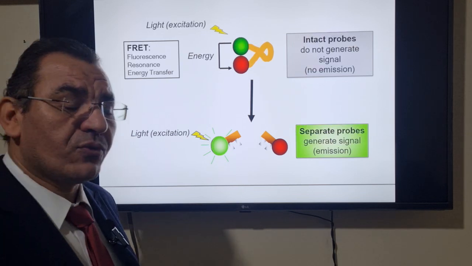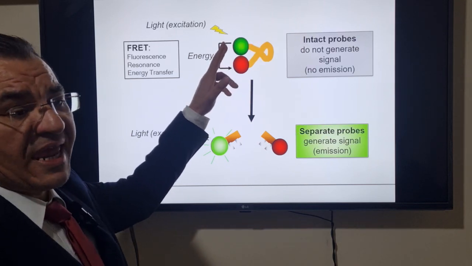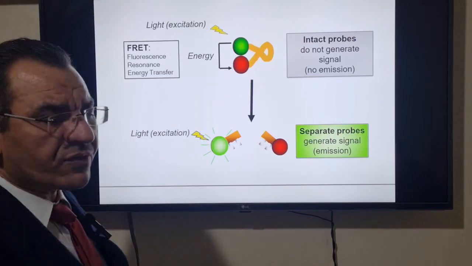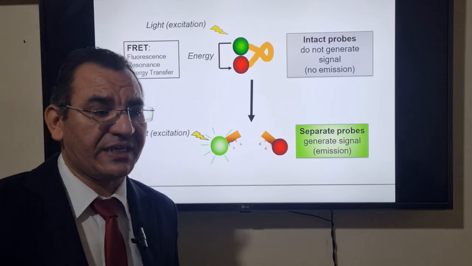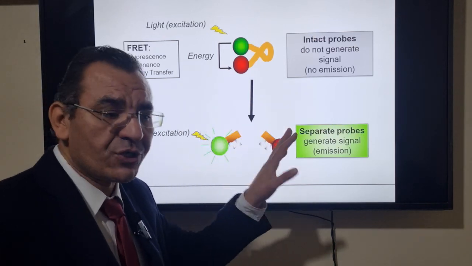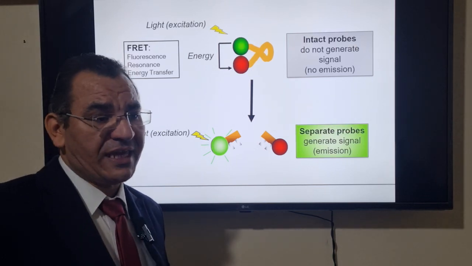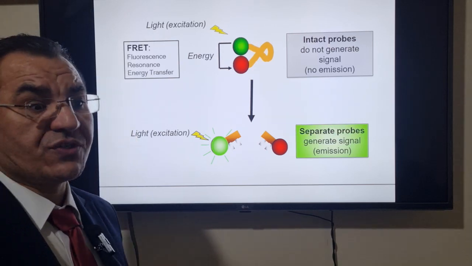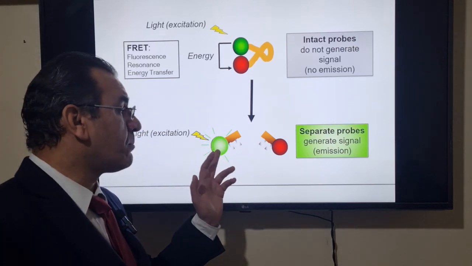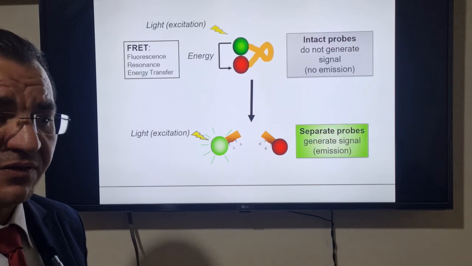In the 5' nuclease assay, the excitation light hits the reporter fluorescent dye, and this generates energy that is absorbed by the quencher, what is so-called fluorescence resonance energy transfer, FRET. In the intact probe, there is no generation of signal, no emission, and nothing is reported. When we have 5' nuclease activity, because the probe is annealed to the specific sequence, this will separate the reporter from the quencher and generate signal, and this emission will be reported and quantified.